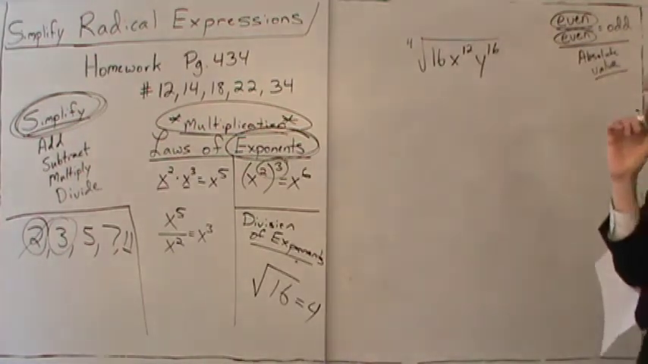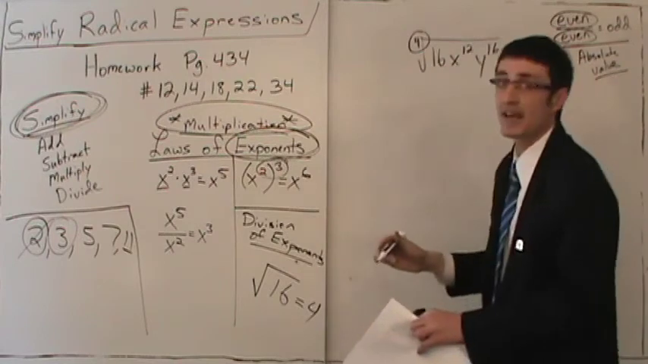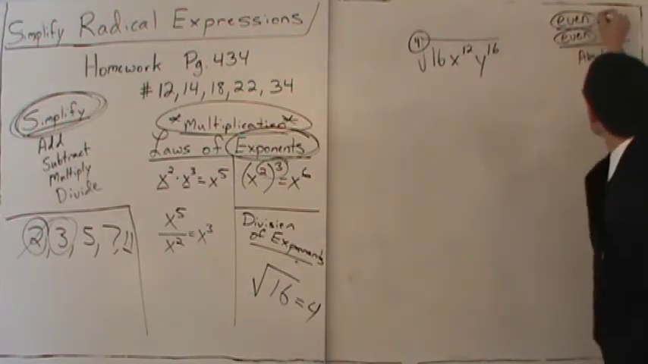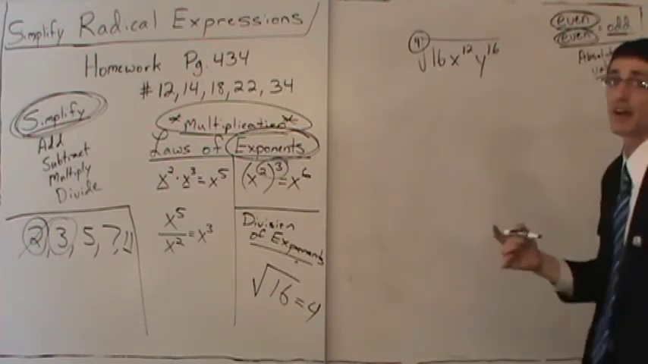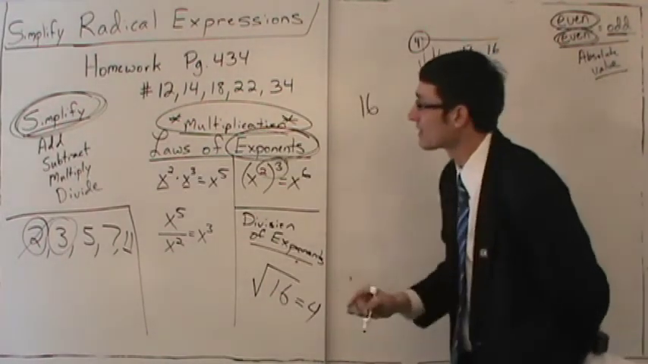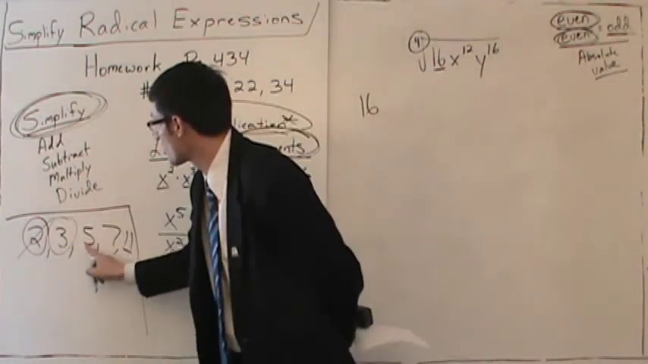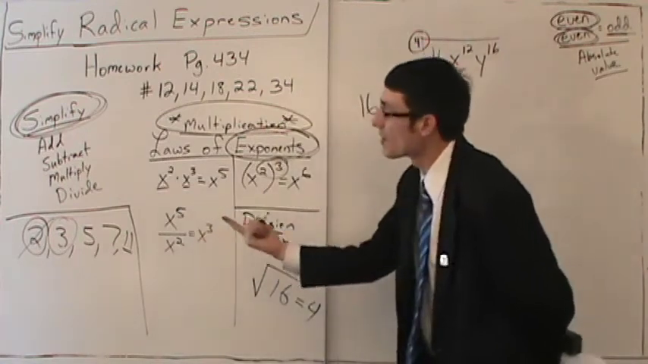Okay, do we have to worry about absolute value here? Yes. Okay, because we have an even index of 4. So we could possibly have a case of even divided by even giving an odd result on our exponent. Okay, so let's look. We start with the 16, we break this down. We look at the numbers. What numbers are we going to try to divide by? We're going to try to divide by either 2, 3, 5, or 7, or sometimes 11.